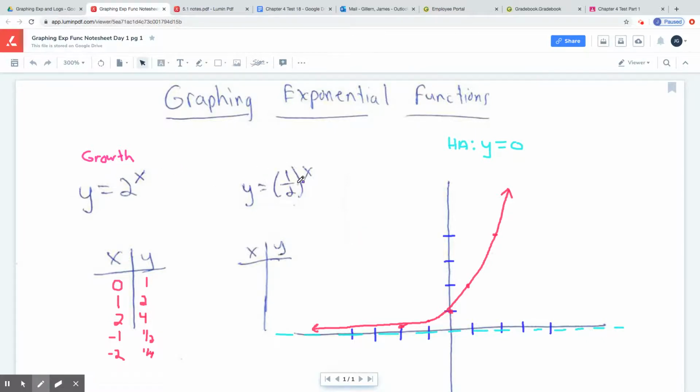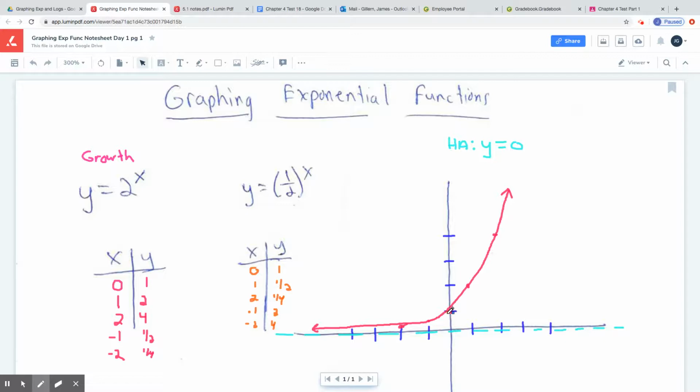All right, now let's look at 1/2 to the x. Okay, now we'll do the same thing. If I plug in 0 for that, 1/2 to 0 is 1. If I plug in 1, 1/2 to the first is 1/2. If I plug in 2, 1/2 squared is 1/4. If I plug in -1, I actually get the reciprocal of 1/2, which is 2. And if I plug in -2, I get 4.